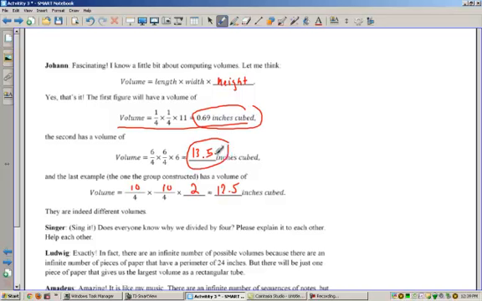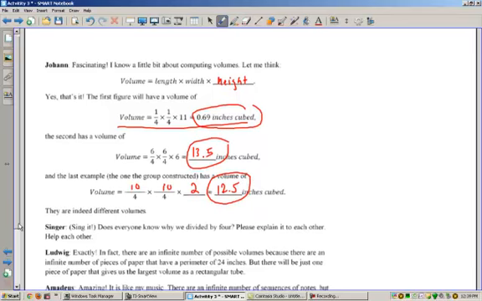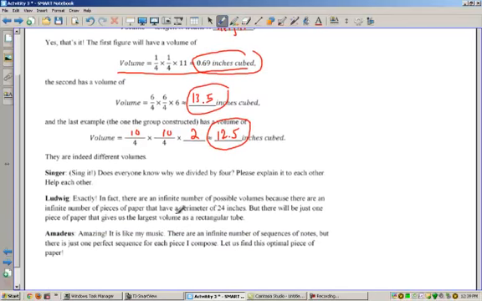Right here, I had a significantly larger volume, 13.5 inches cubed, and this one was just slightly smaller, 12.5 inches cubed. So they have different volumes. And what we want to pay attention to here is that Amadeus makes this connection. He says, "Oh, amazing, it's like my music. There are an infinite number of sequences of notes, but there's just one perfect sequence for each piece I compose."